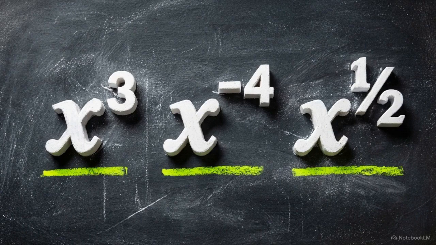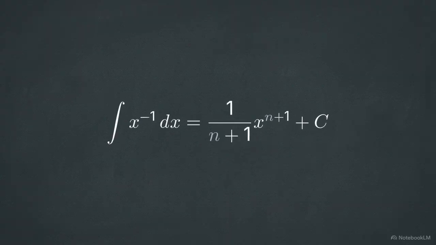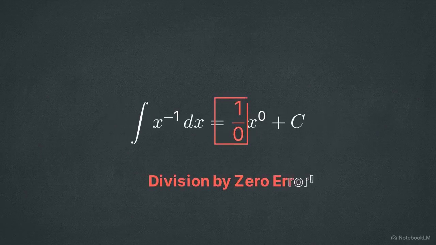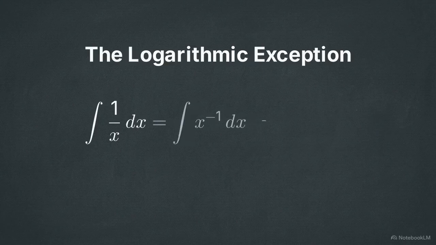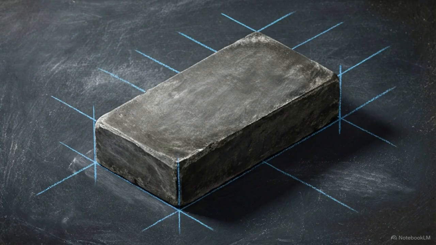This specific rule holds true regardless of whether the initial power is a positive integer, a negative number, or a fraction. However, there is a mathematical failure point. If the exponent n equals -1, adding 1 results in an exponent of 0. This pushes a 0 into the denominator, creating a division by 0 error that breaks the equation. To handle this specific case, we use the logarithmic exception. Integrating 1 over x, which is identical to x to the negative first power, resolves to the natural logarithm of x plus c. These rules provide the algorithmic foundation required to reconstruct algebraic structures accurately.